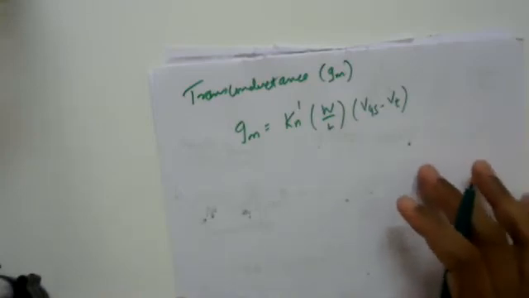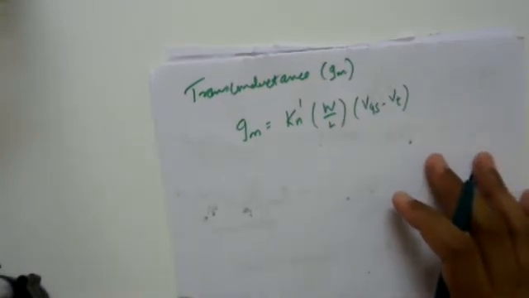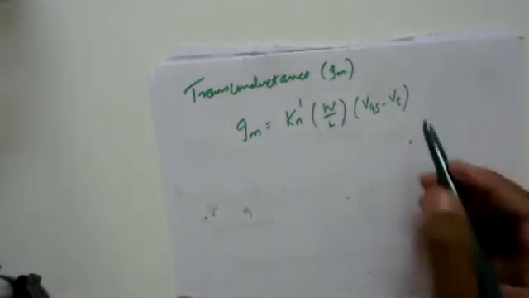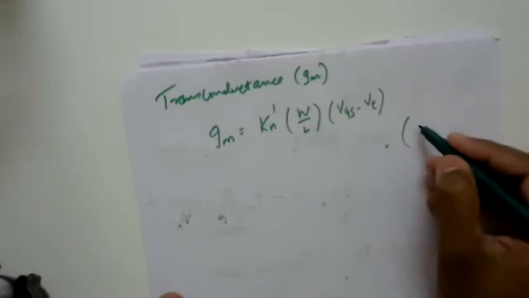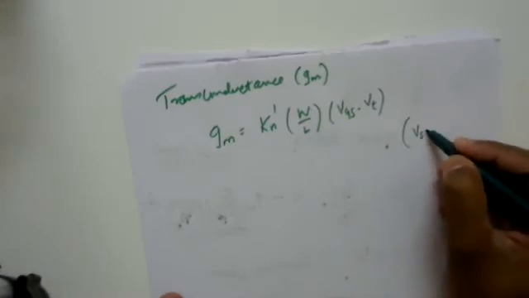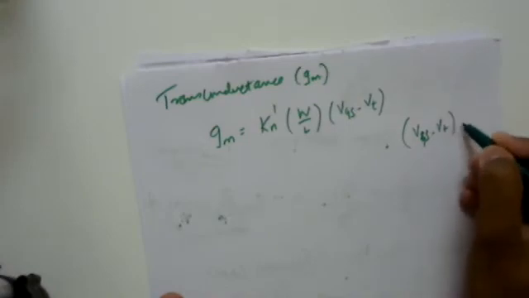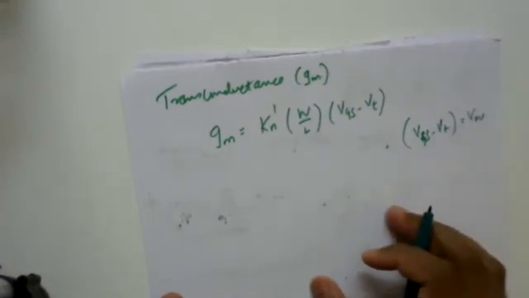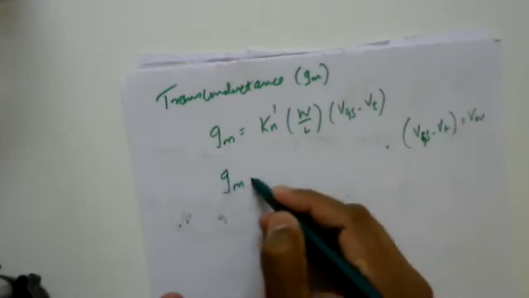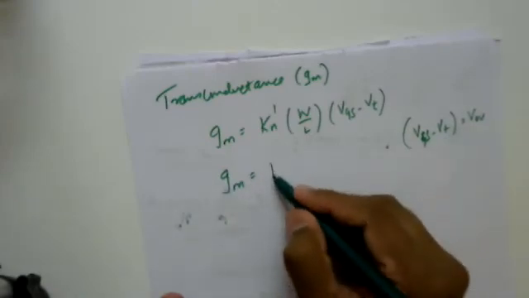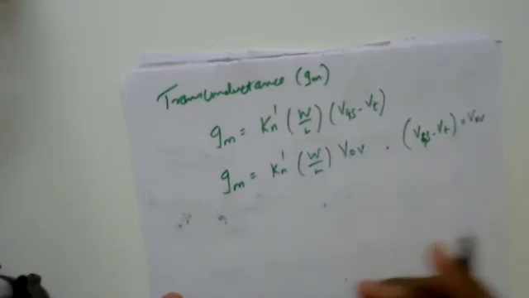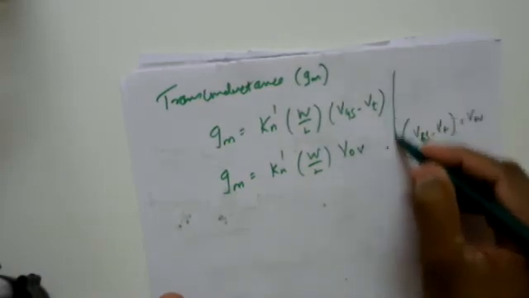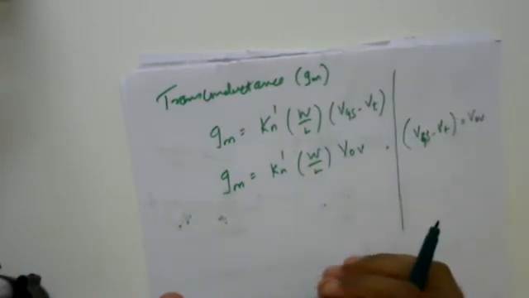You have solved several numericals on this equation. Now, what I need to understand from this equation is, I know that VGS minus VT is nothing but the overdrive voltage, right? VGS minus VT, I can call this VOV. Then it simply means GM can be written as Kn dash into W by L into VOV.